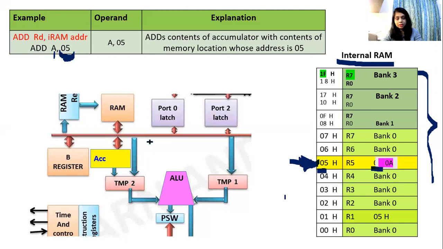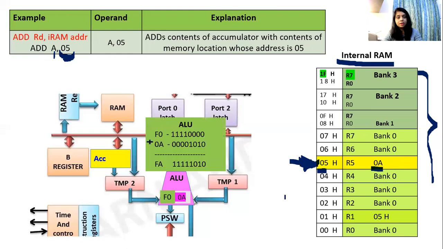Now let's assume that the accumulator again holds F0. So it will take F0, it will take 0A from 05. It will add, the result is FA, and FA will enter the accumulator because the accumulator is on the destination side.